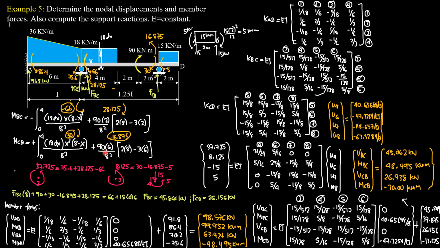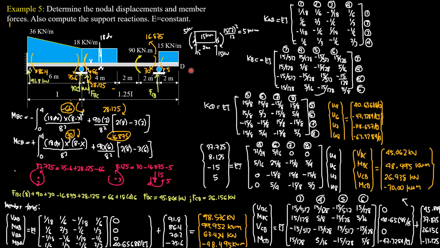Then for the moment MA, fixed moment at the right end, 90 times 6 over L squared, quantity 2L minus 3A, where A is the distance of the couple from the left support, which is 6. And the result is negative 16.875, so it is counterclockwise, as shown 16.875. But this moment due to the load is clockwise, so that's why it is clockwise 30 here.